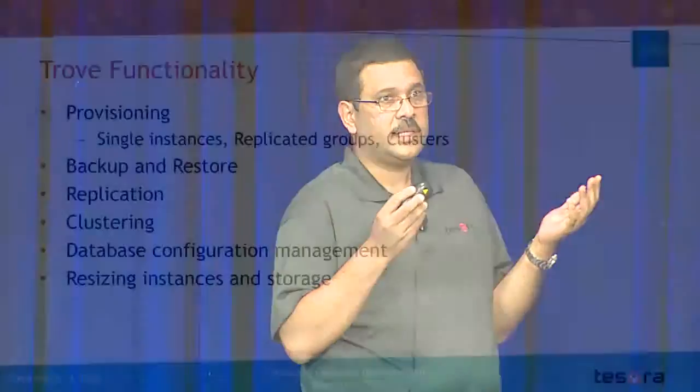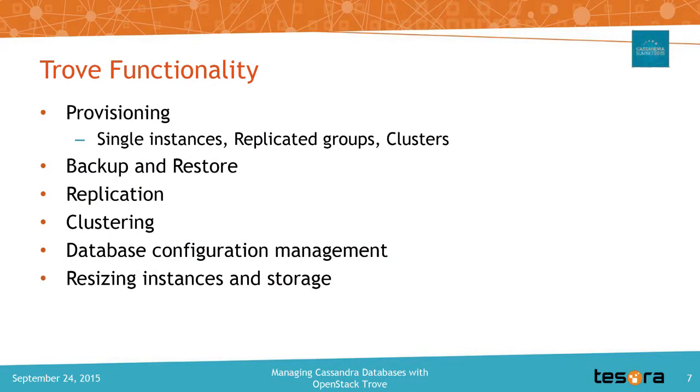So I guess the question is, what are all the things that Trove can do for you? And this is maybe a partial list. We've talked about many of these things. Provisioning a single instance, not very hard. Give me an instance of Cassandra. You're doing some development. You want to spin up a single instance of Cassandra. You want to run some queries against it. Great, you can do that.